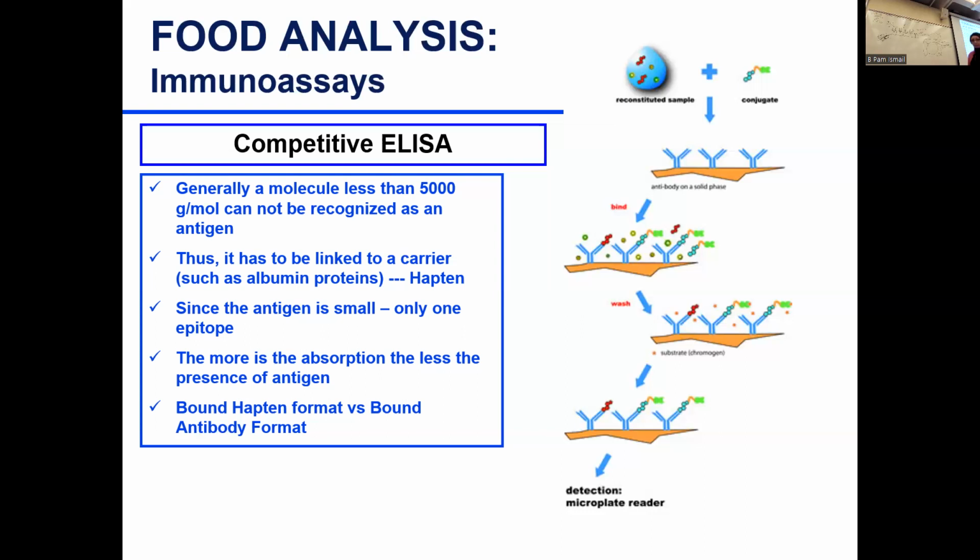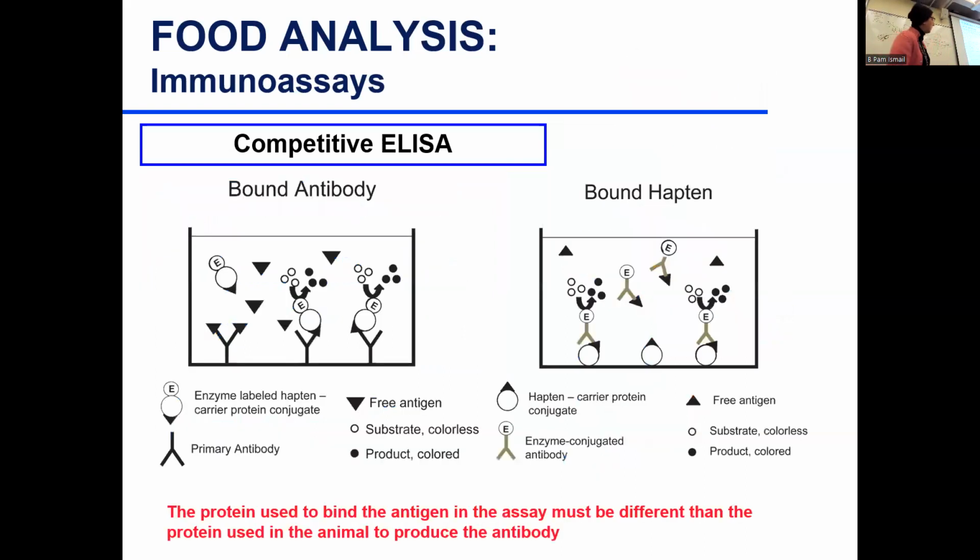So there are two types of assays. You either bind the antibody, and then you have your free antigens from your sample, and you have the hapten that is bound to the enzyme. So these are competing with each other, the free and the labeled. So again, when you have less antigen in the sample, more of the label will bind. This is the antibody bound.